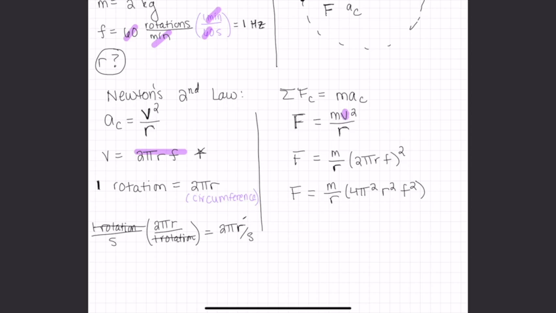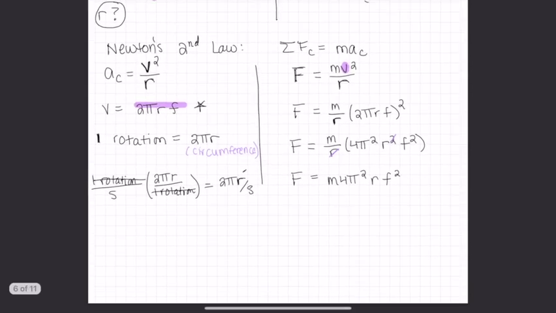Now one of those r squareds will cancel out with that r in the denominator. So we'll end up with force equals mass times 4 pi squared times radius times frequency squared, and then since we want radius by itself, we'll divide both sides by everything apart from that radius. And I'm also going to rearrange this into a more conventional order. So we'll have 4 pi squared m over frequency squared, and that'll leave us with force. I'll just rewrite it all out.